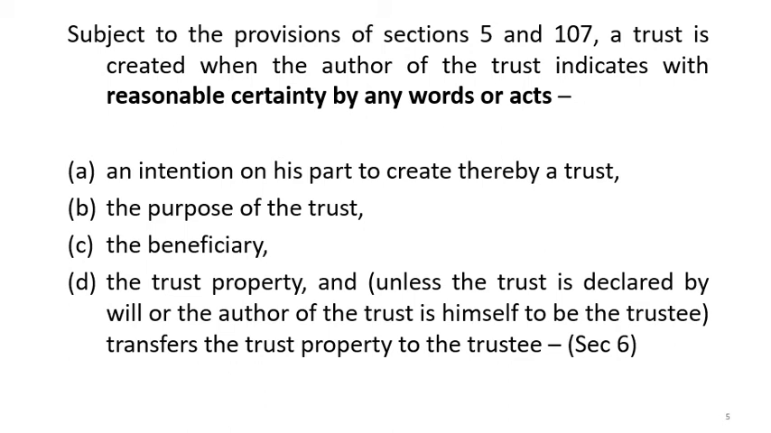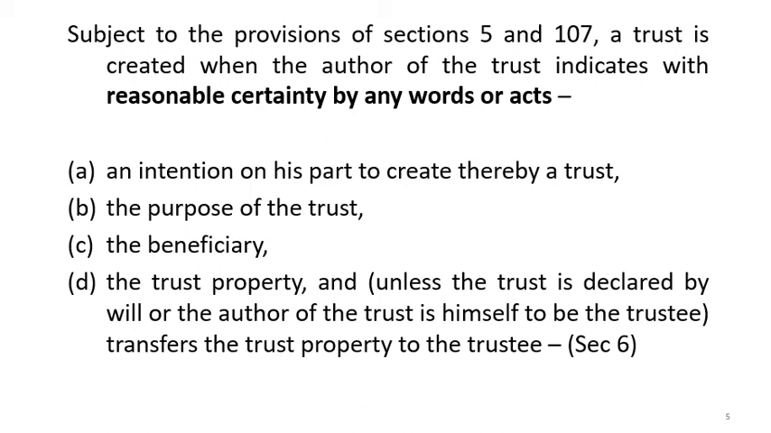The court has the power to declare there's a trust. In material of section 5 and section 6, the power is given to the court. If there is a trust, then the court will declare that the trust is existing. A trust is created when the author of the trust indicates with reasonable certainty. That's very important. That's why I highlighted it in this one. With a reasonable certainty by any words or acts.